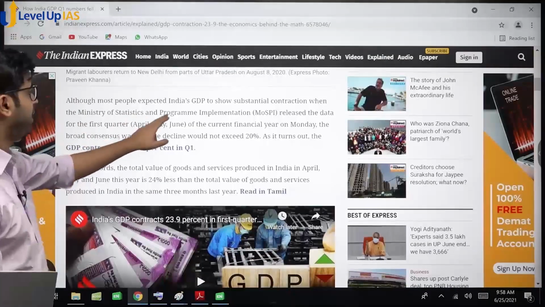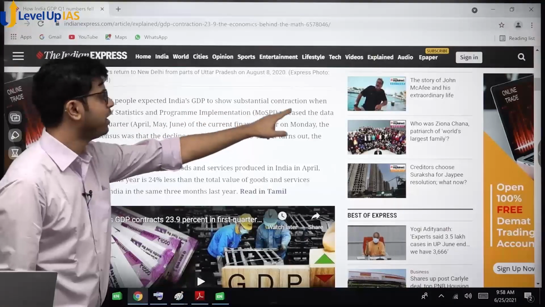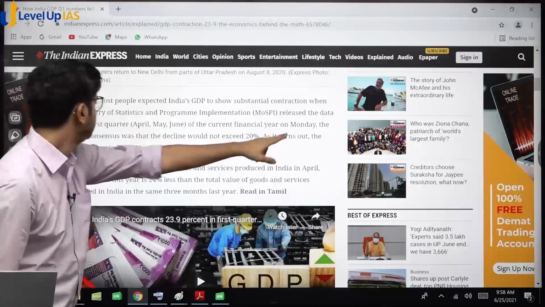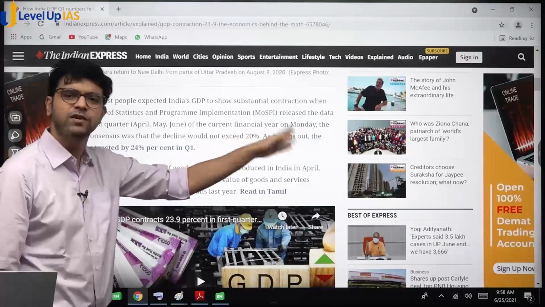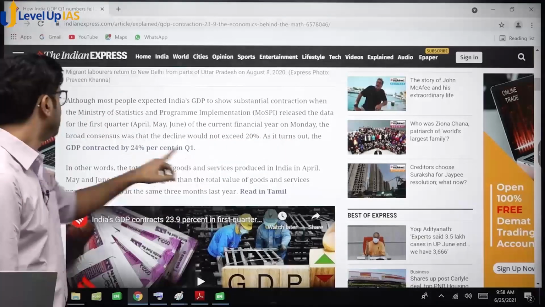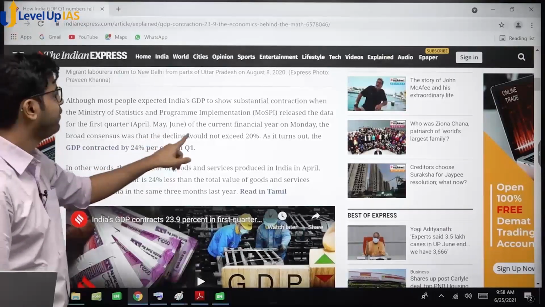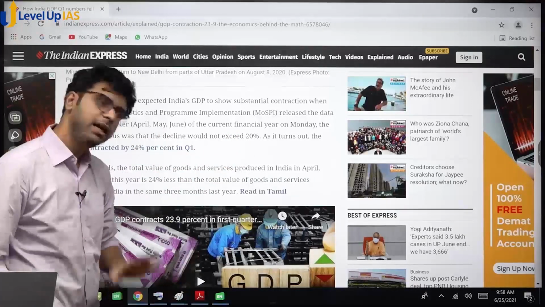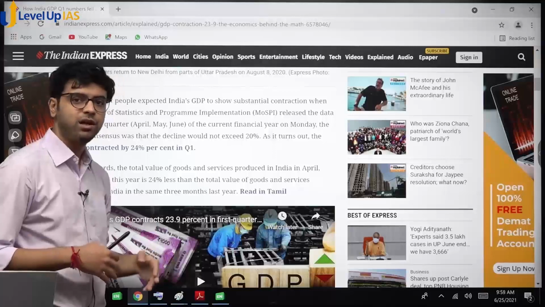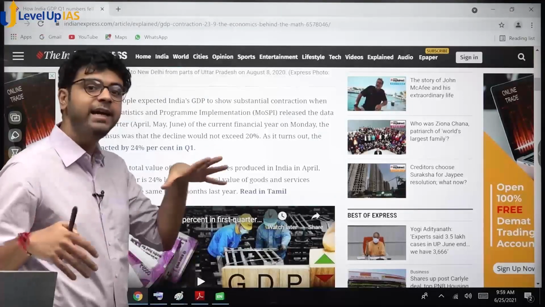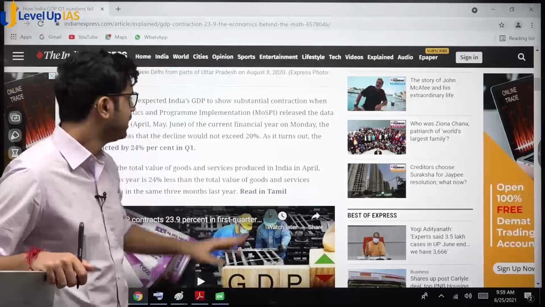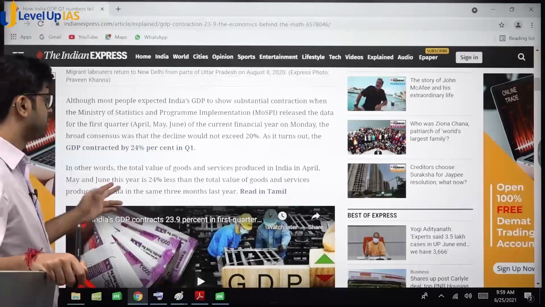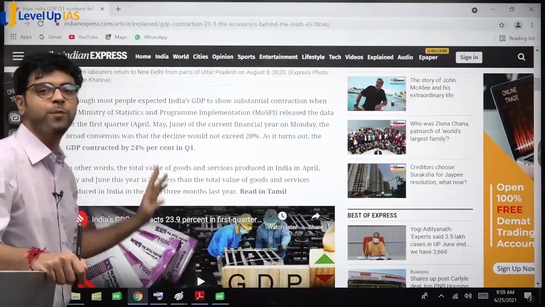Although most people expected India's GDP to show substantial contraction when the ministry released the data of the first quarter, April, May, June of the current financial year on Monday, which was last year, and this is last year's article, the broad consensus was that the decline would not exceed 20%. Did you understand this? When data was first released, it was expected that AD, C plus I plus G plus X minus M, will go down by 20%, not more than that. Okay? As it turns out, the GDP contracted by 24% in Q1.